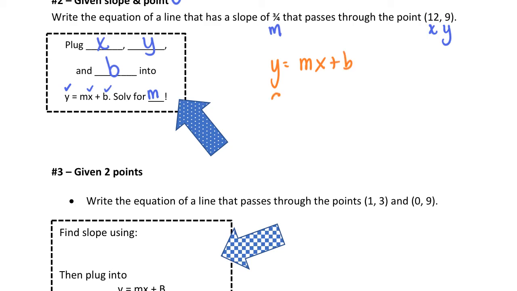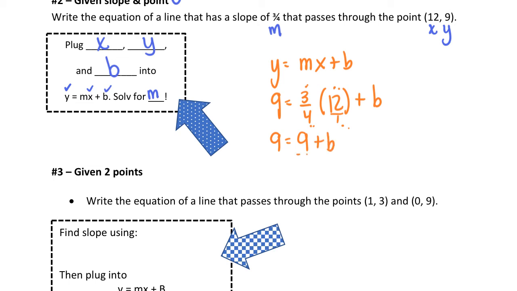Our y value is 9. Our slope is 3/4. Our x is 12. We don't know b. So we have 9 equals, stick this 12 over 1. 3 times 12 is 36. 4 times 1 is 4. What's 36 divided by 4? 9.